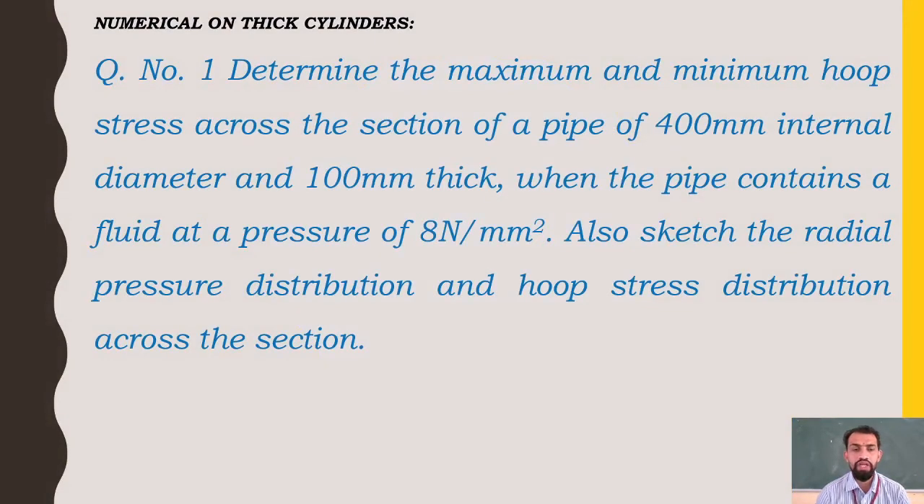The first numerical is question number 1. Determine the maximum and minimum hoop stress across the section of a pipe of 400 mm internal diameter and 100 mm thick when the pipe contains a fluid at a pressure of 8 Newton per mm square. Also, sketch the radial pressure distribution and hoop stress distribution across the section.